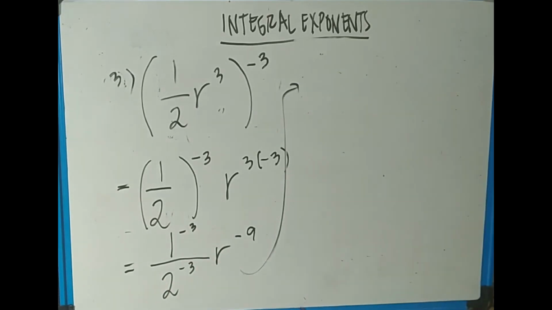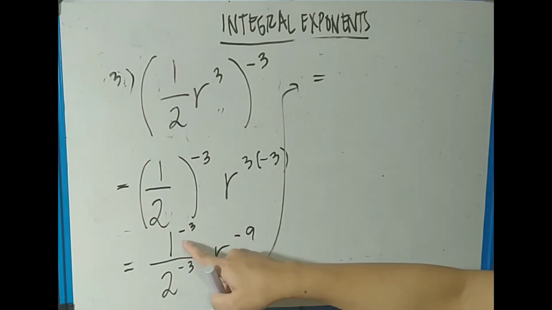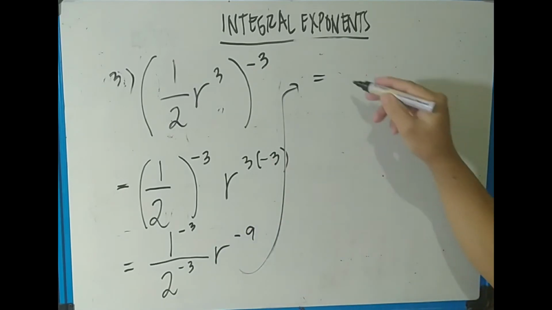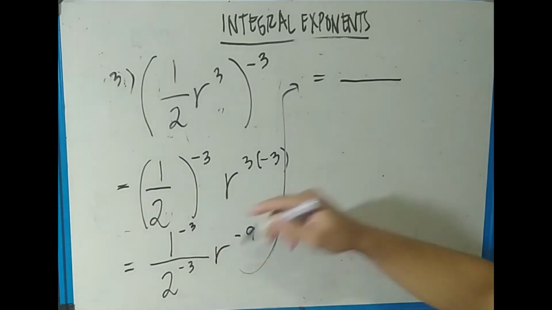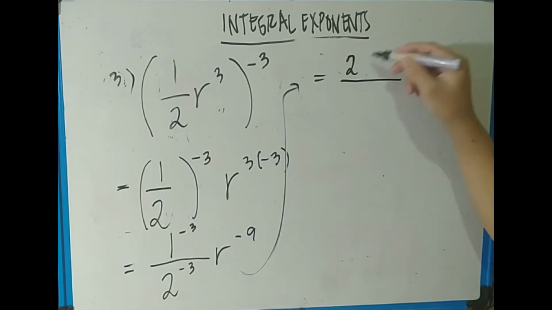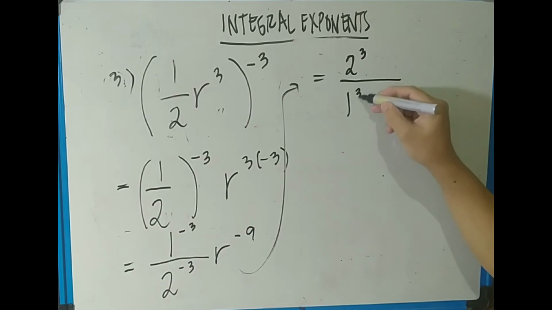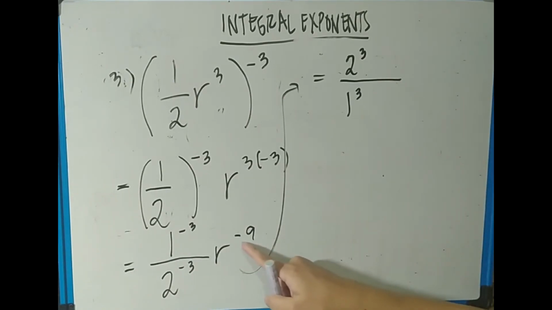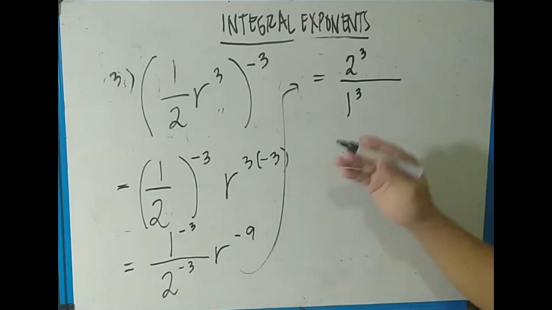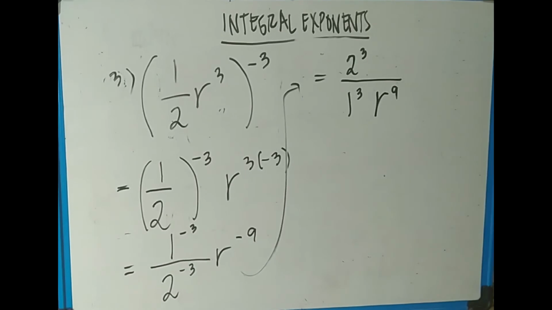So, for this one, since 1 has an exponent of negative 3, baba natin siya. Then, yung 2 naman has an exponent of negative 3, itaas natin siya. So, that becomes 2 raised to 3 all over 1 raised to 3. And since ang r has a negative exponent, gagawin lang natin is baba natin siya. So we have r raised to positive 9.